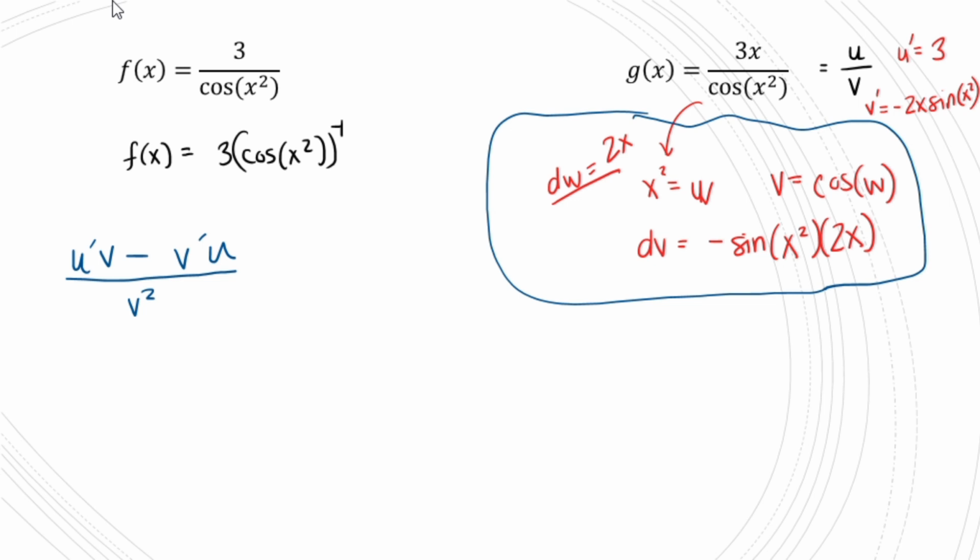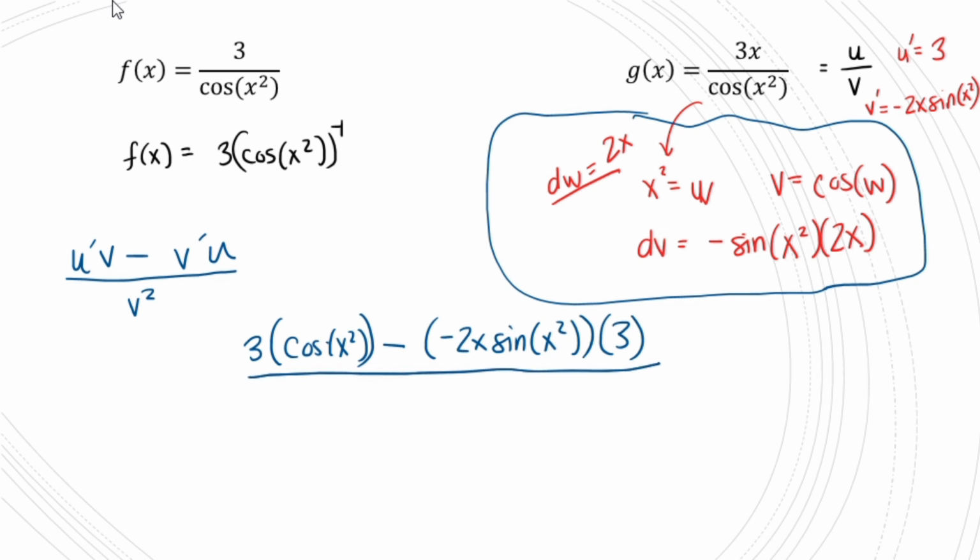We have u prime is 3. v is cos x squared, and I'll be doing all sorts of bracketing. And we're going to subtract v prime, negative 2x sine x squared, and multiply that by u, which is 3, and then divide it by v squared, which would be cos squared x squared. So noticing I'm putting that 2 beside the cos, it could have been in brackets at the outside of the whole term as well. So let's clean it up a bit.